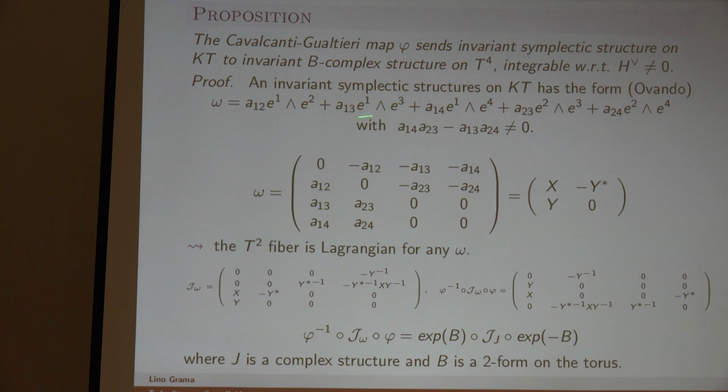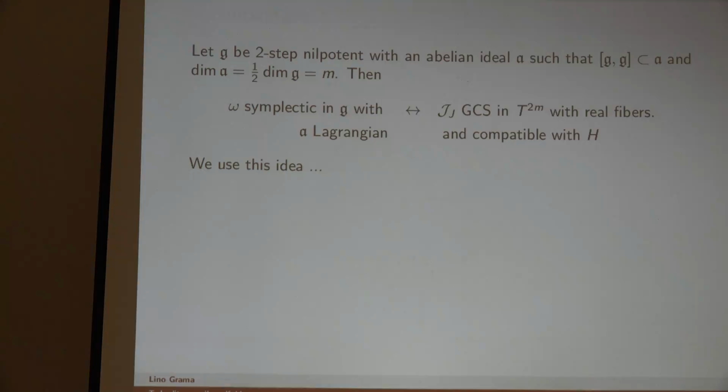And this is a sketch of the proof. We can parameterize all invariant symplectic structures by Gabriela Ovando. This is the matrix. You can put this in blocks, and you can write down explicitly the complex structure on the torus, the four-dimensional torus.